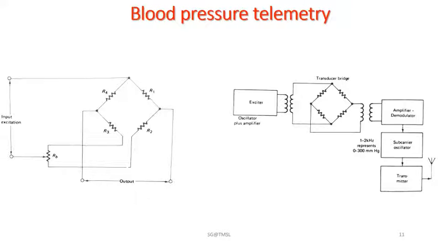Sir, RB and R2 are not connected. Yes, yes, connected. Hello? Yes, connected. RB and R2. Connected. This one is connected. This one. Okay. There is a printing mistake. Okay, sir. Okay, sir.